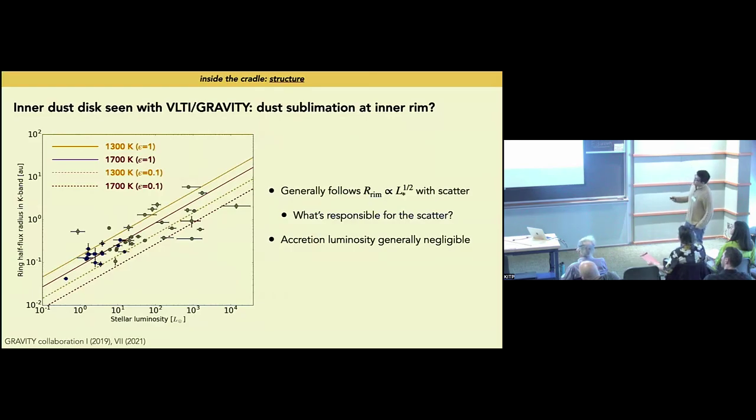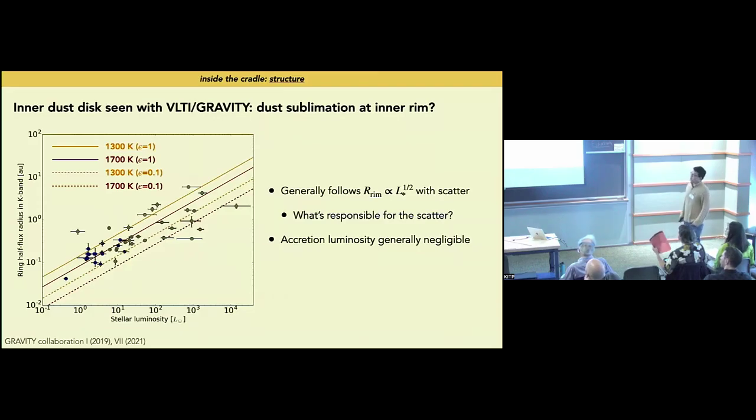So what you see is, okay, generally the rim radius, which is plotted on the y-axis, follows L_star to the 1/2 power, which is expected if the stellar luminosity is what's determining the radial location of this dust rim, okay? Of course, there is scatter, okay? At any given stellar luminosity, you see a huge spread, and same for T Tauri stars as well. So the question is, what's responsible for this scatter, right?